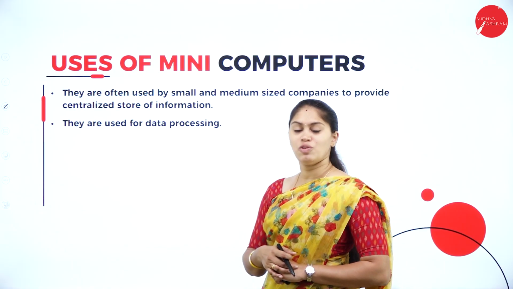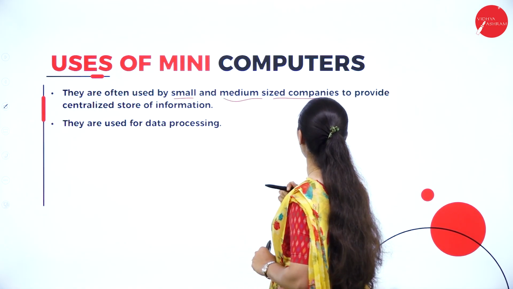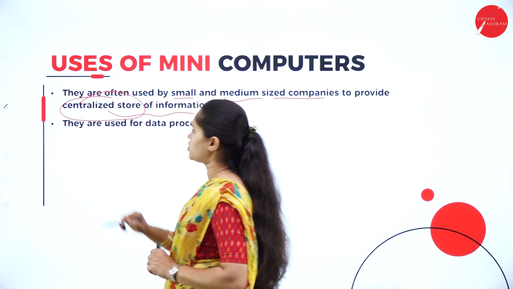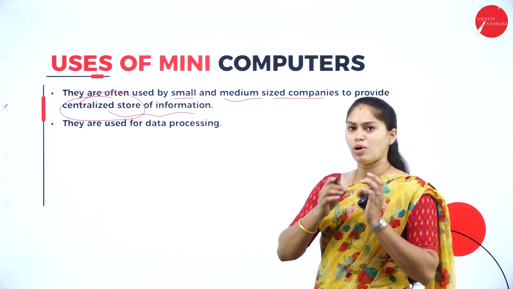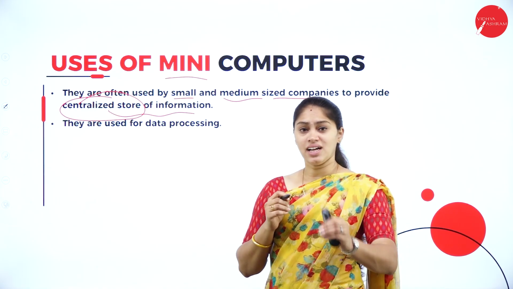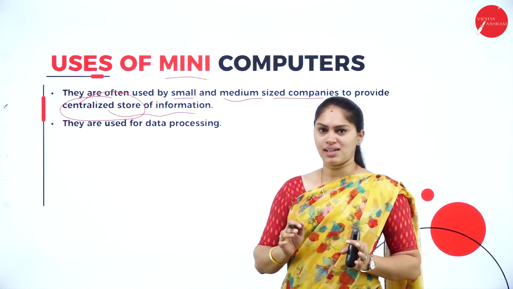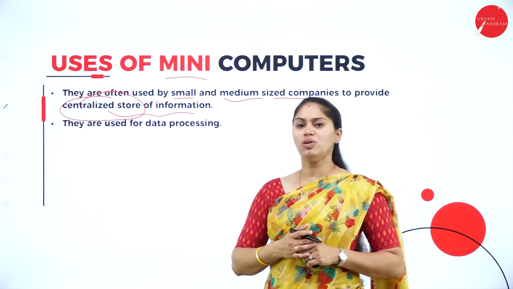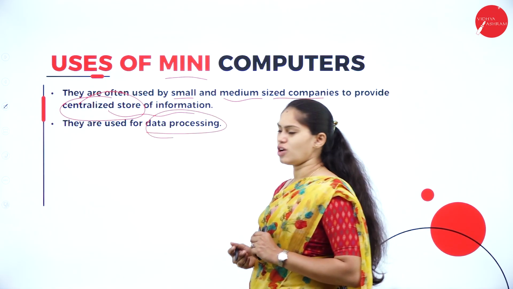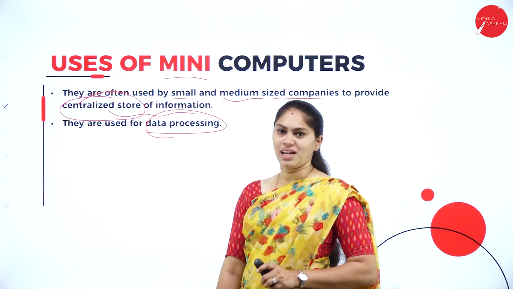Then what are its uses? For what reason are we going to use this? They are often used by small and medium-sized companies to provide a centralized store of information. So here, centralized store. Why? Because we are going to dump all the content to one computer, let me say the mini computer. And at a time up to 4,000 users can access that same computer simultaneously. That's why this mini computer acts as a central store of information. And mainly they are used for the purpose of data processing. So these are the advantages or uses of this mini computer.